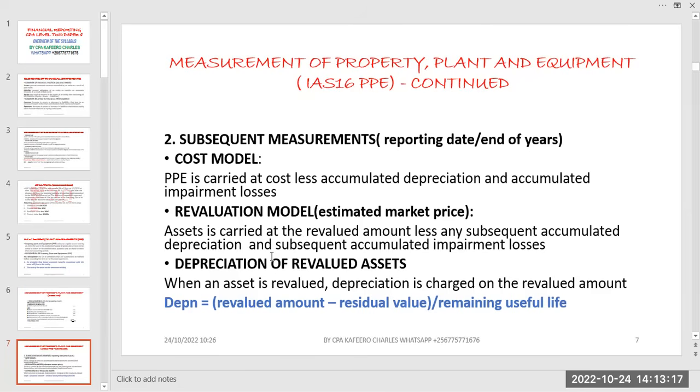There is a scenario which happens where the depreciation you created initially will be different from the depreciation you have got after revaluation, which will give rise to either an excess. You may find that the depreciation is high or it is low, and we shall see how we can treat those.